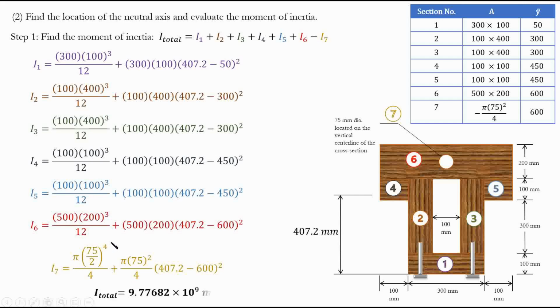Pi times radius to the power of 4 over 4 plus the area multiplied by d squared, which we talked about. Now you add all of these together, I1 plus I2, I3, I4, I5, I6, minus I7, as we defined here, and you get your final moment of inertia, the total moment of inertia of the cross-section. And this is what we want. Okay, simple as that. So here we have the moment of inertia.